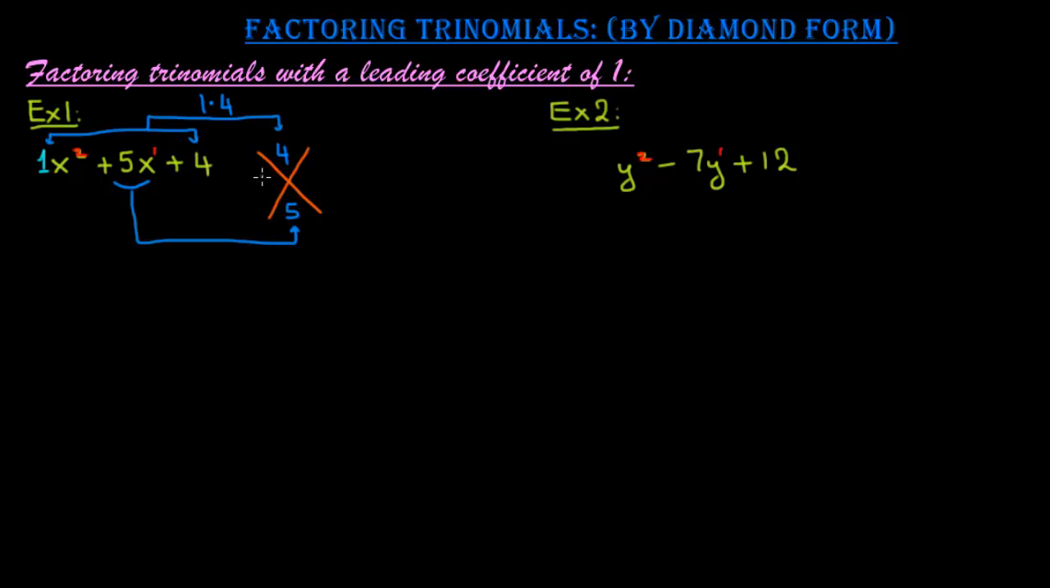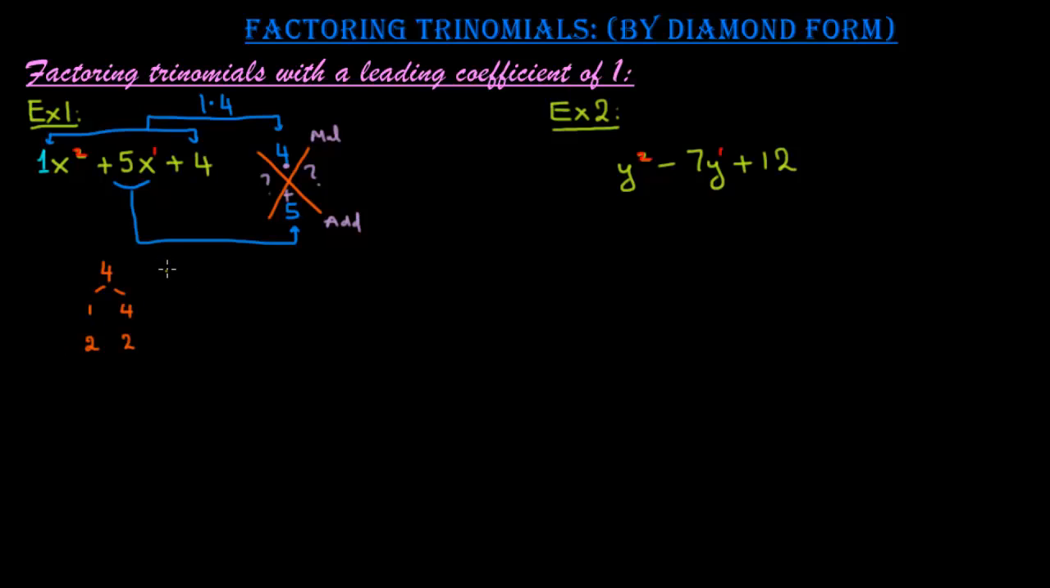My next step is to find a pair of numbers that multiply to give me 4 and add to give me 5. Let me write here: multiply is 4 and add is 5. A pair of numbers that multiply to give me 4 would be a factor of 4. So let's write this down. We list out all the pairs that multiply to give me 4. We have 1, 4. We have 2 and 2.